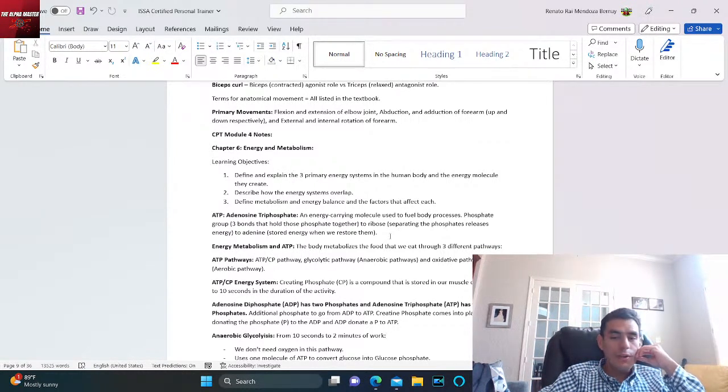Anaerobic glycolysis takes 10 seconds to 2 minutes of work. We don't need oxygen in this pathway. This pathway doesn't use oxygen.